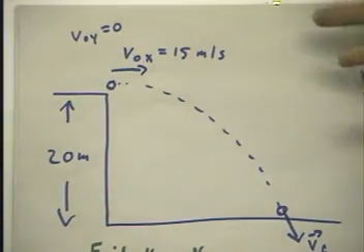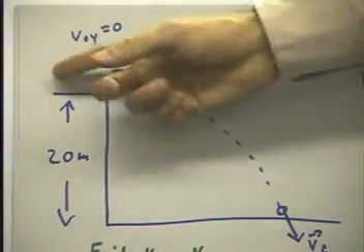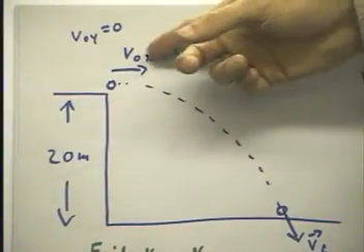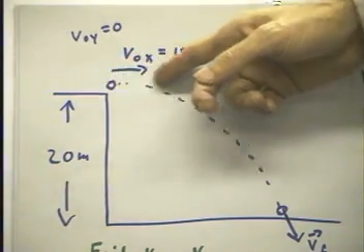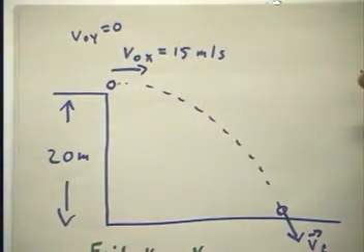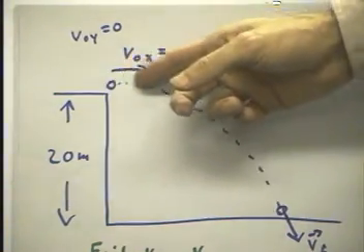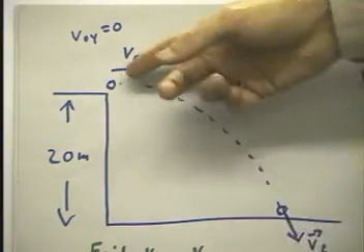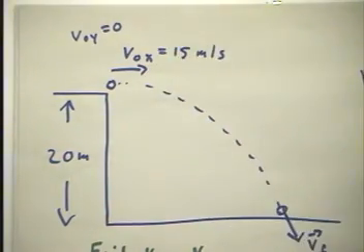Here we have a familiar situation. A ball goes at a horizontal velocity of 15 meters per second from the top of some kind of a cliff or platform or something, and follows its parabolic arc for 20 meters down to the ground below. The ground is supposed to be level. I just didn't do a very good job of drawing a straight line here.